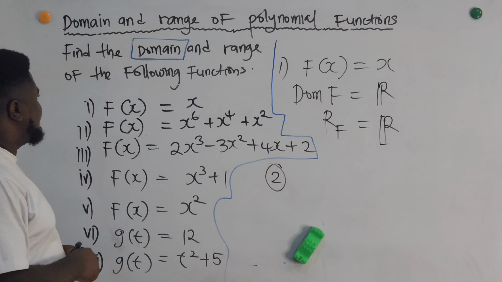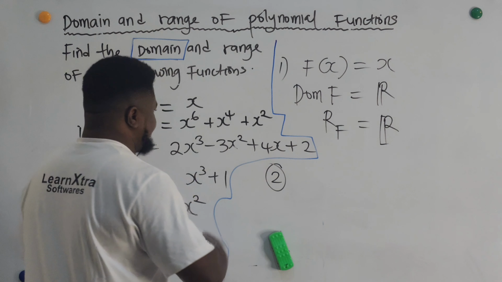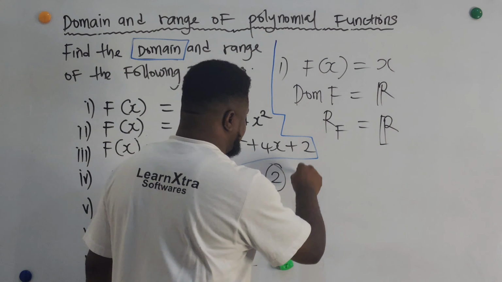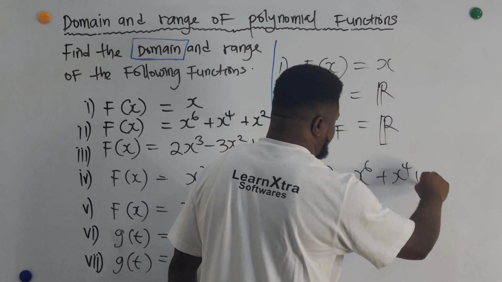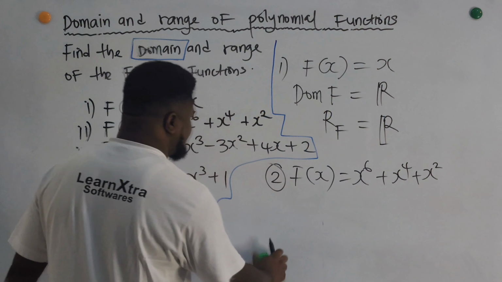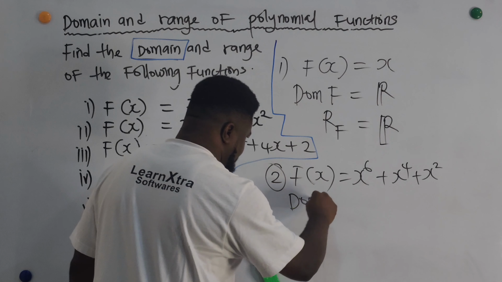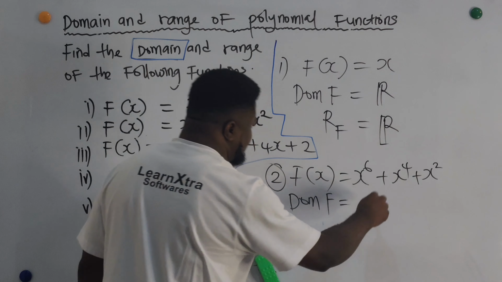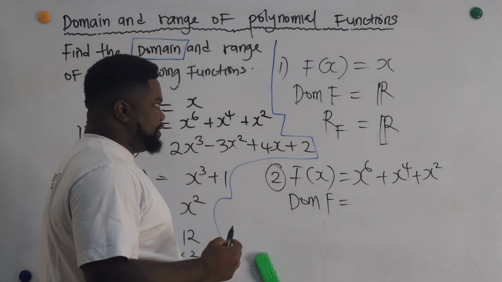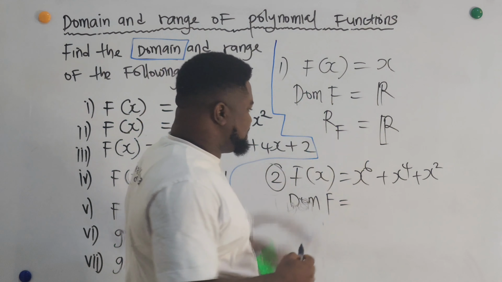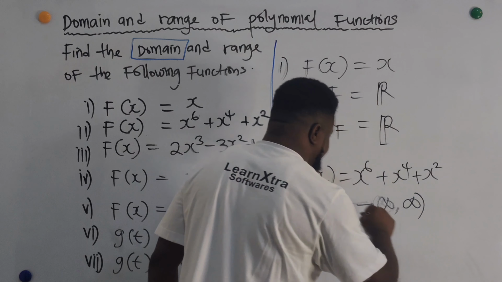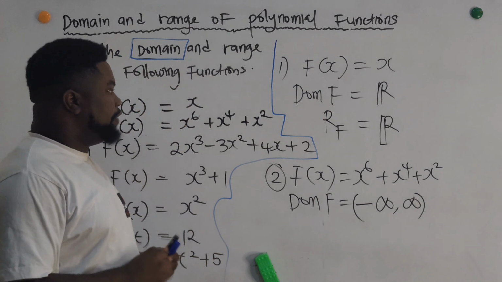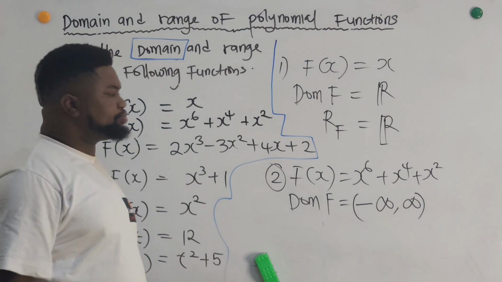Number 2 says f of x is equal to x power 6 plus x power 4 plus x power 2. So what is our domain, dom f? The answer is all real numbers. If you don't want to write it like this, you can write it from minus infinity to infinity. That's my domain for every polynomial function.